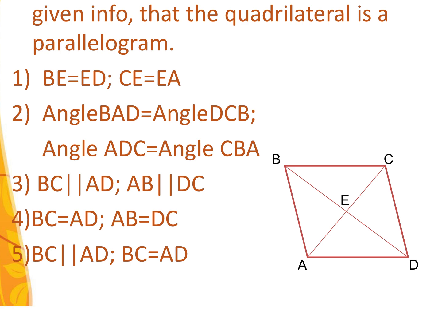The first one says segment BE is congruent to segment ED and segment CE is congruent to EA. So here's BE, it's congruent to ED. Here's CE and it's congruent to EA. Which definition or theorem are we using for this? Good. Diagonals. I'm looking at my diagonals. That one should definitely be one of the easiest ones.